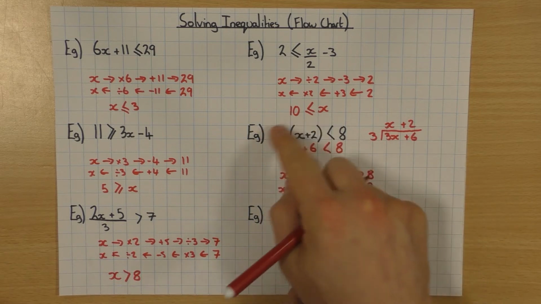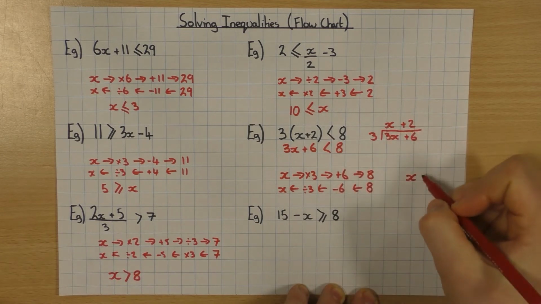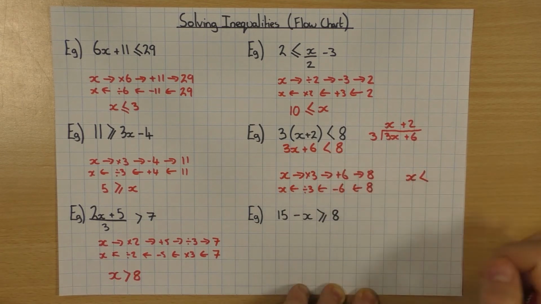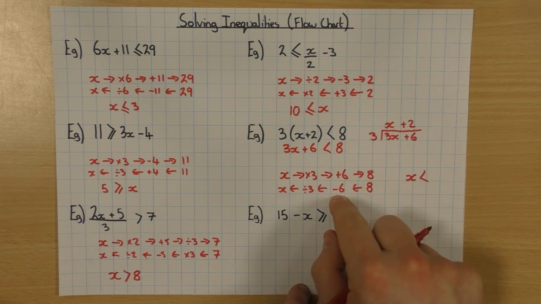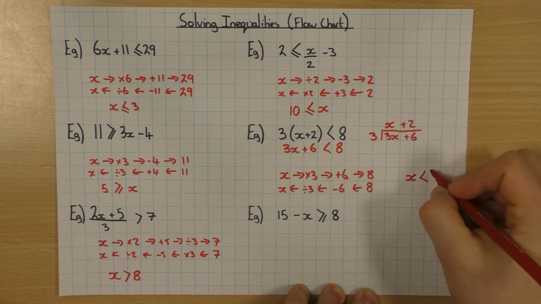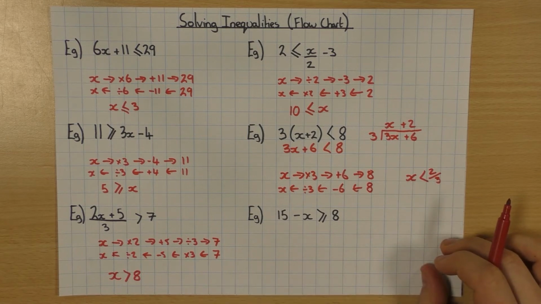Now this time the question has x on the left-hand side, so I'm going to have x on the left-hand side. Then I'm going to have the inequality symbol exactly the same, and I'm going to work this out. So 8, take away 6 is 2. 2 divided by 3, not nice, so leave it as a fraction. So x is less than 2/3.